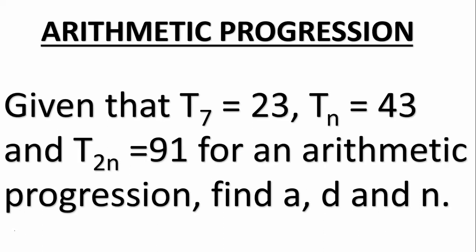This problem is all about arithmetic progression. So now we are given that the seventh term is 23, the nth term is 43, and the 2nth term is 91. For an arithmetic progression, find A, D, and N.